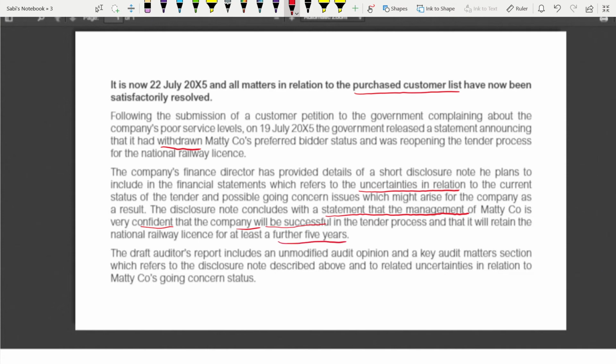The draft auditor's report includes an unmodified audit opinion. So now, looking at the facts, you have to tell whether it is appropriate that it is an unmodified audit opinion or it has to be modified. Okay. And a key audit matters section which refers to the disclosure note described above and to the related uncertainties in relation to Matic Company's going concern status. So in the key audit matters, what did they write? The disclosure note relating to the going concern status. This was the key audit matters.